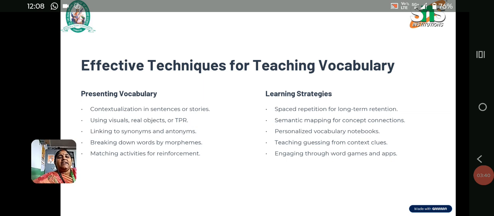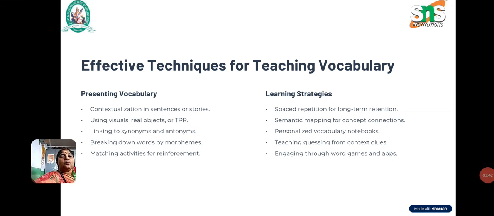So, effective techniques for teaching vocabulary are presenting the vocabulary and learning strategies. How to present the vocabulary? By contextualization in sentences or stories. We can use visual aids, and also link to synonyms and antonyms. You can break down words into morphemes, and use matching activities for reinforcement.